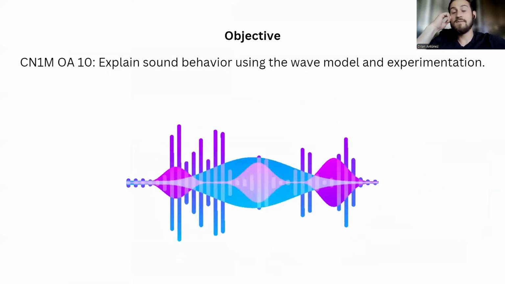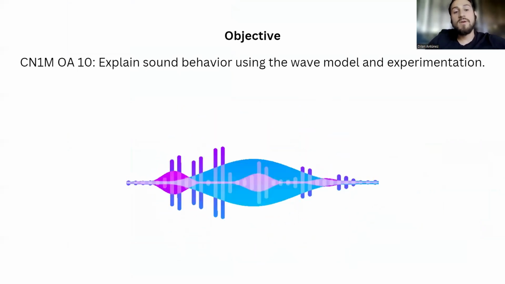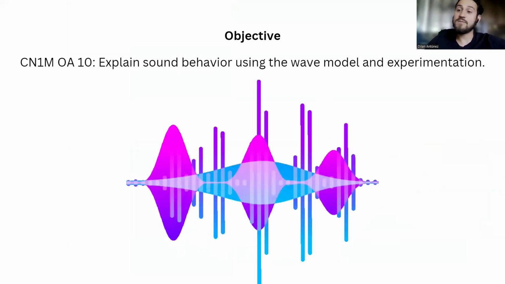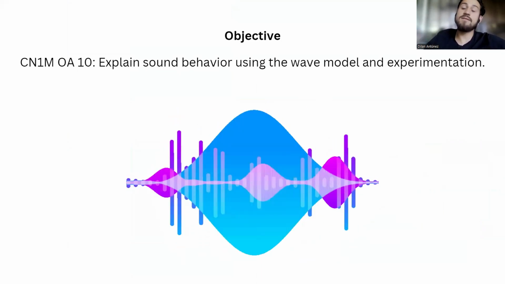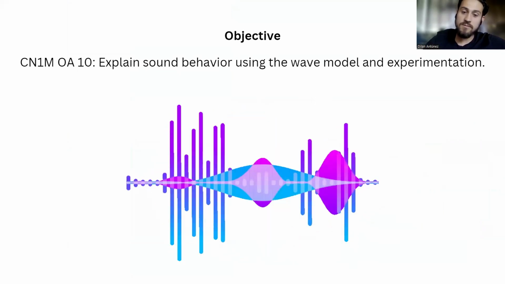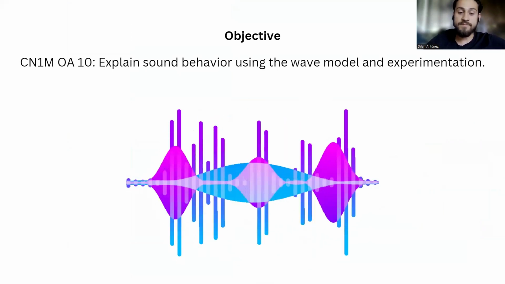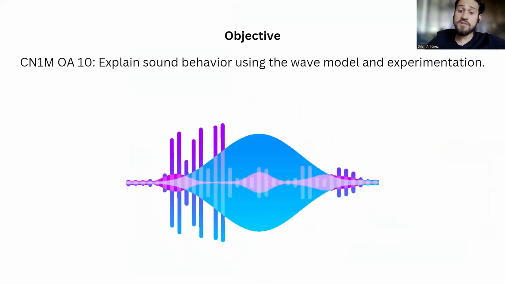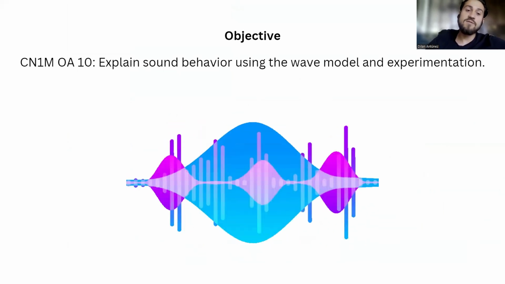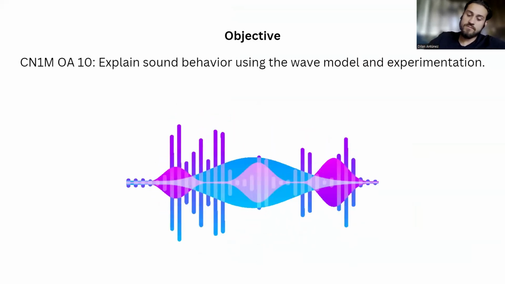Okay. The objective for this class and for the entire unit will be to explain the sound behavior using the wave model and experimentation. In this class, we will explain a few things about sound, try to remember the characteristics and the properties of the wave, and try to relate them to sound.